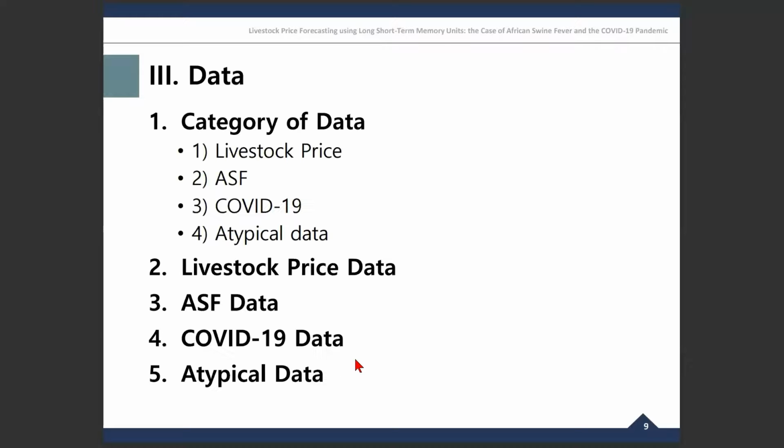Oh, sorry, this is a typo. The data is composed of four components: the livestock price, African swine fever, and COVID-19, because one of our interests was how the price volatility could differ before and after the COVID-19 pandemic. And the fourth is atypical data. It is generally used for developing this kind of LSTM or RNN model in order to improve the prediction power in dealing with the machine learning process.